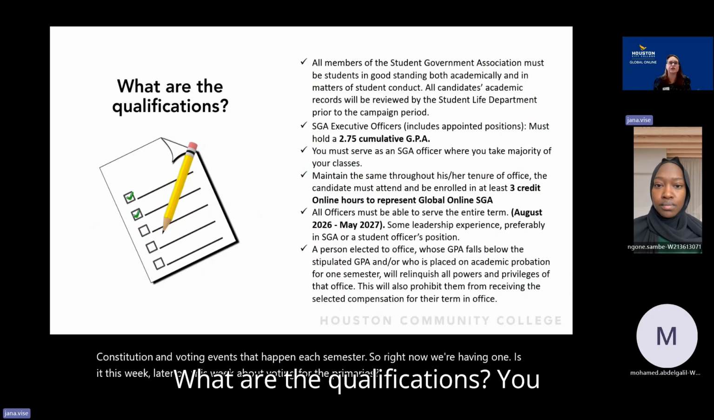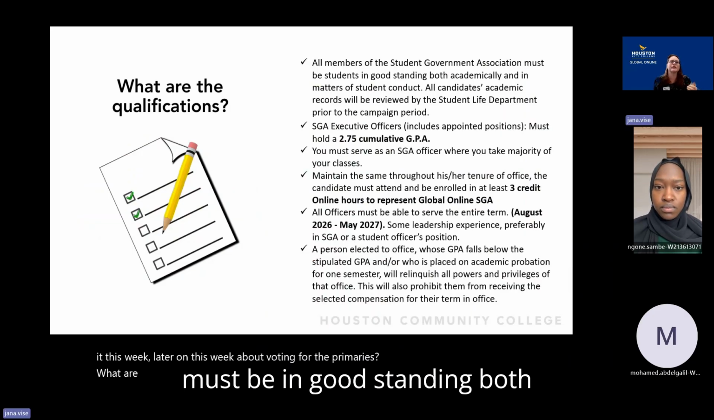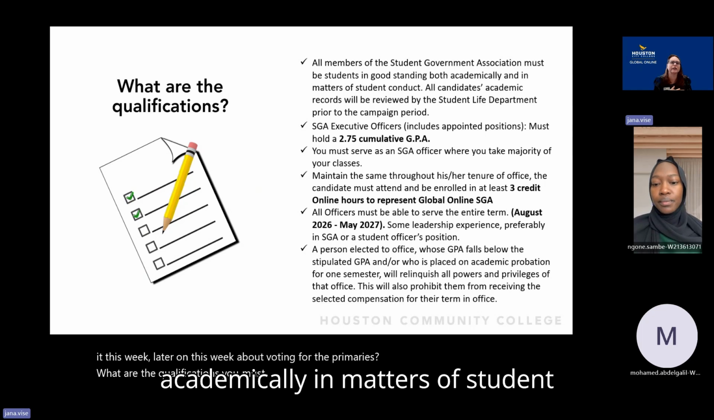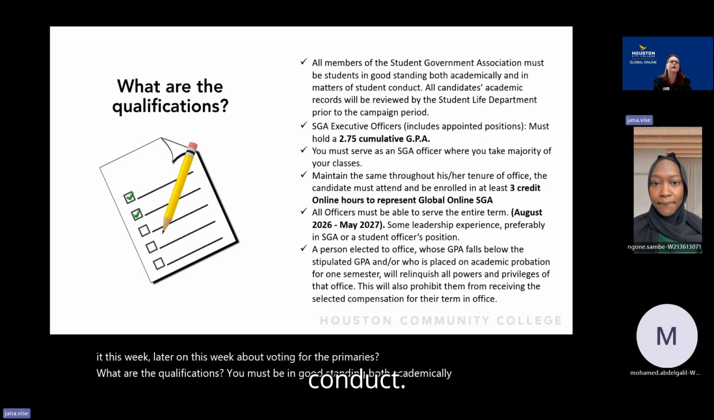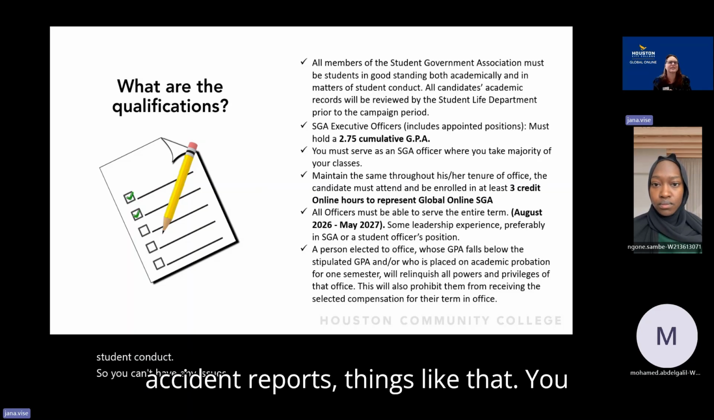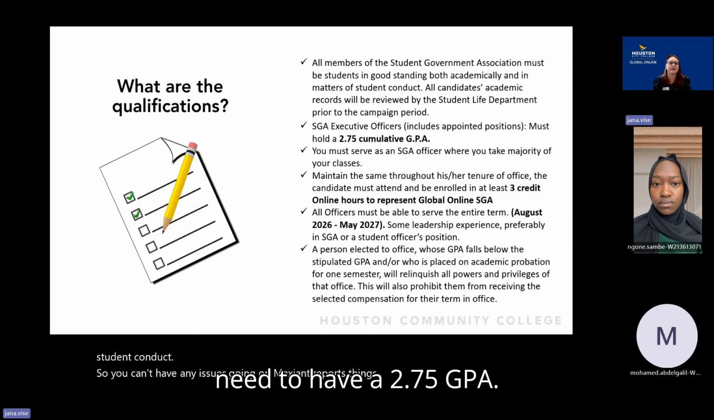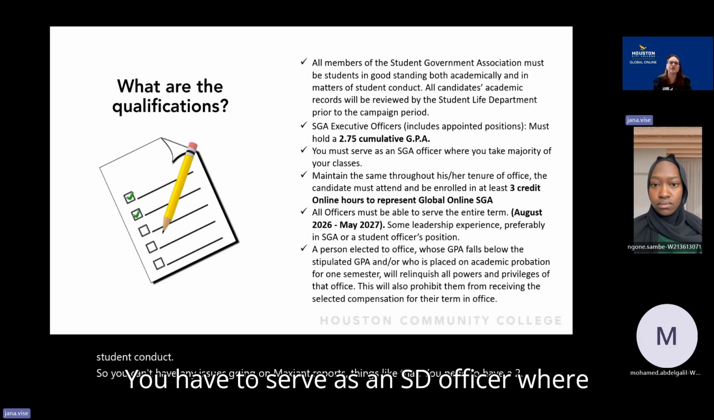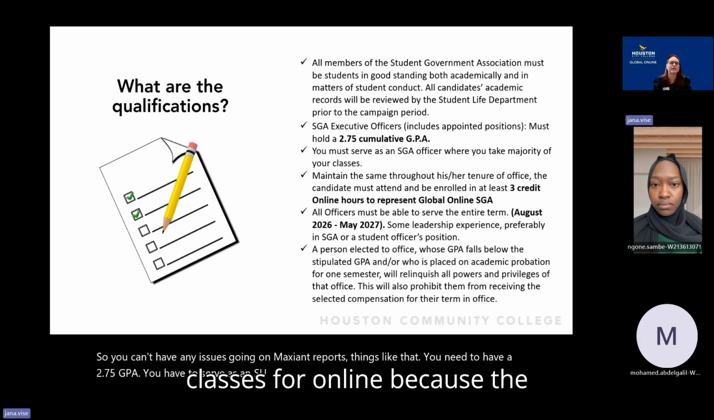What are the qualifications? You must be in good standing both academically and in matters of student conduct. So, you can't have any issues going on, accident reports, things like that. You need to have a 2.75 GPA. You have to serve as an SGA officer where you're taking the majority of your classes.